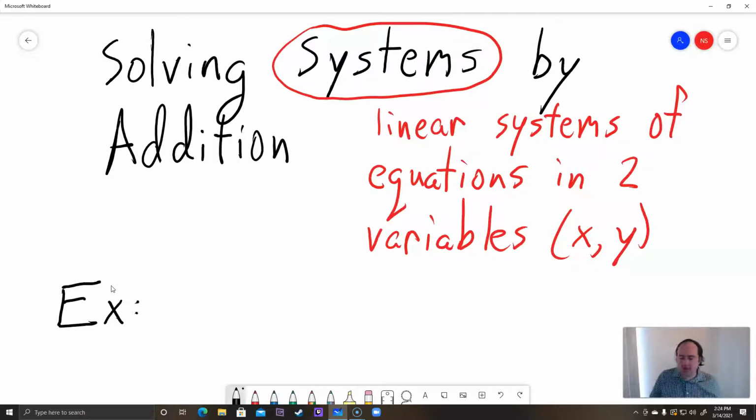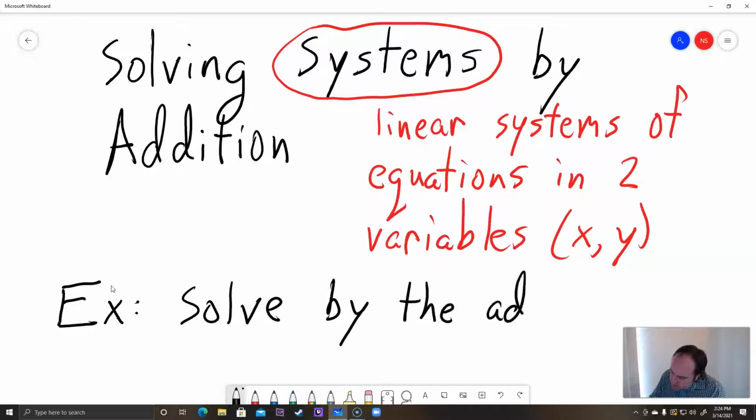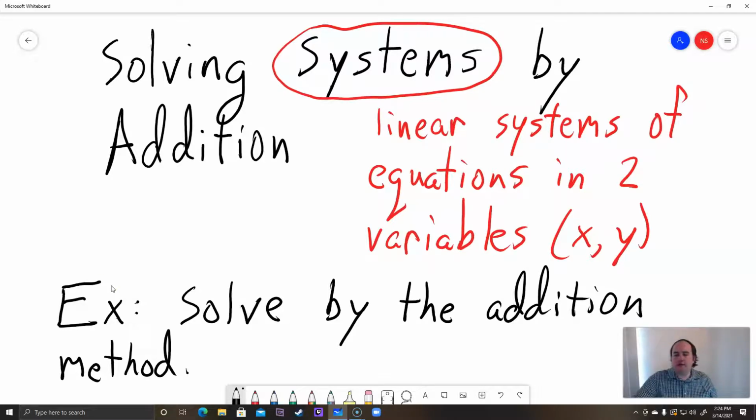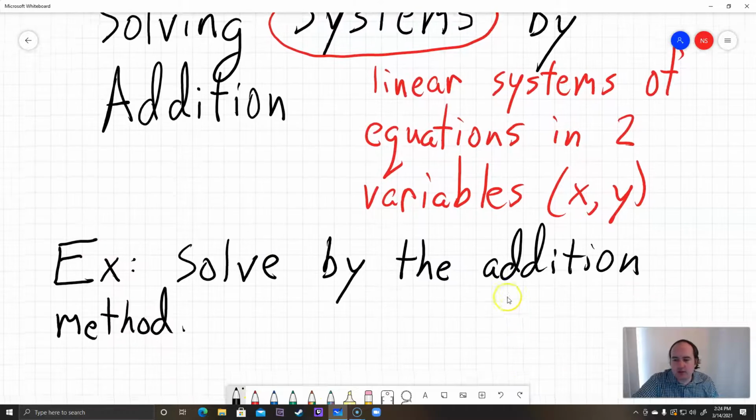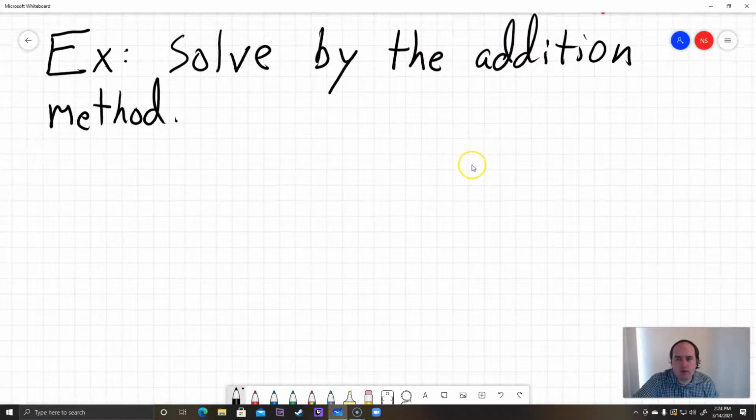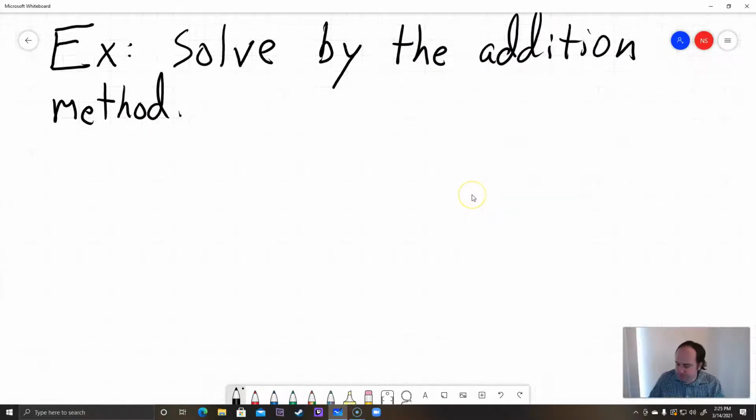With the addition method, it can be very handy on certain types of systems. And this first system that we're going to see in this example, they're going to ask us to solve by the addition method. So, what is the addition method? Well, probably the easiest way to learn it is just by example. But I will write the steps as well.